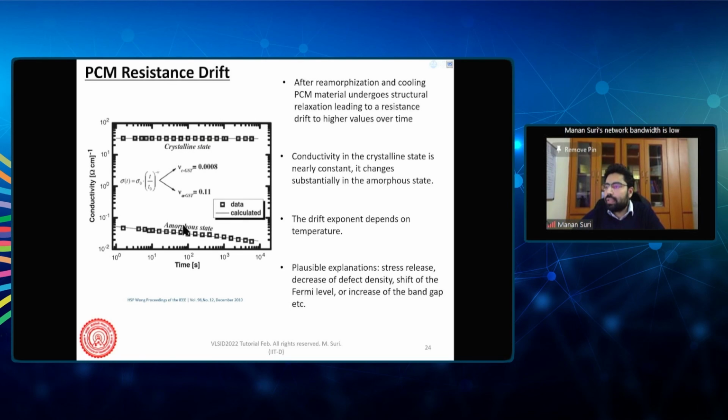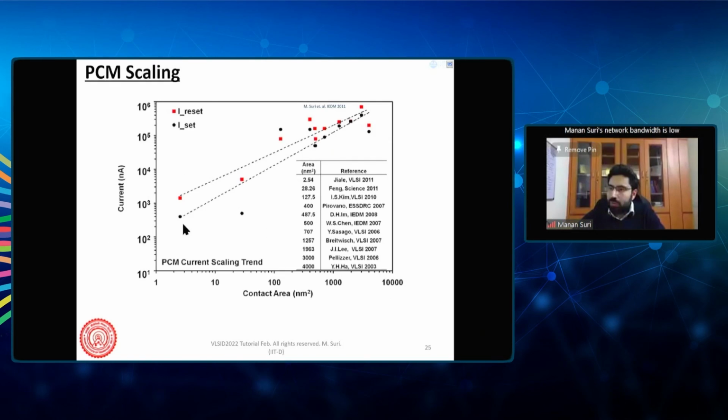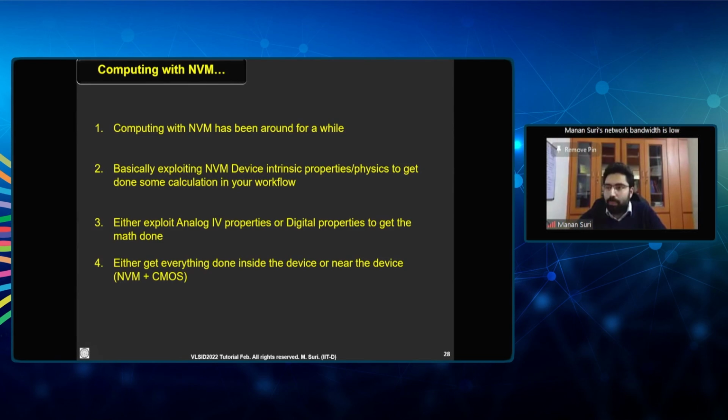So I'll conclude the PCM properties here, and now I'll quickly go into the computing aspect of in-memory, or let's say NVM-based computing. Computing with NVM has been around for a while. It's not a very new concept. And when do you say that computation is happening with NVM? It's when you exploit some core property or physics of the device to realize a mathematical function or a mathematical operator. That is when computing happens.